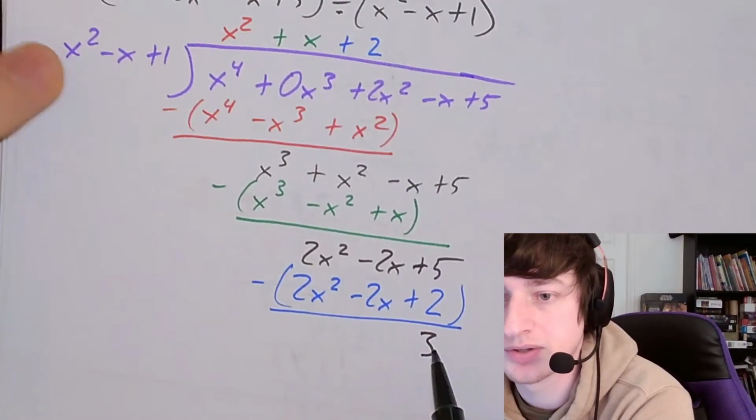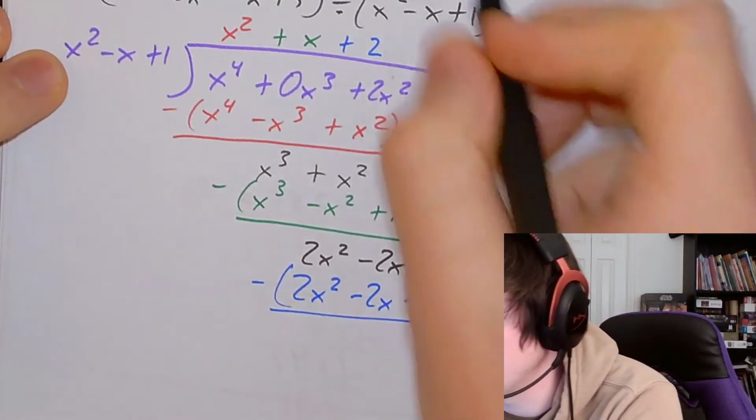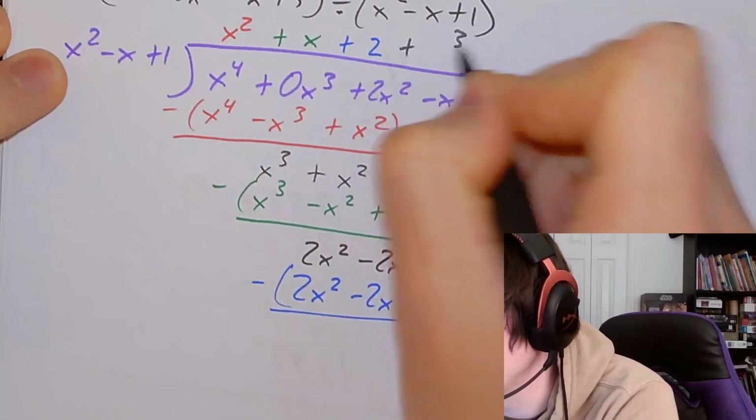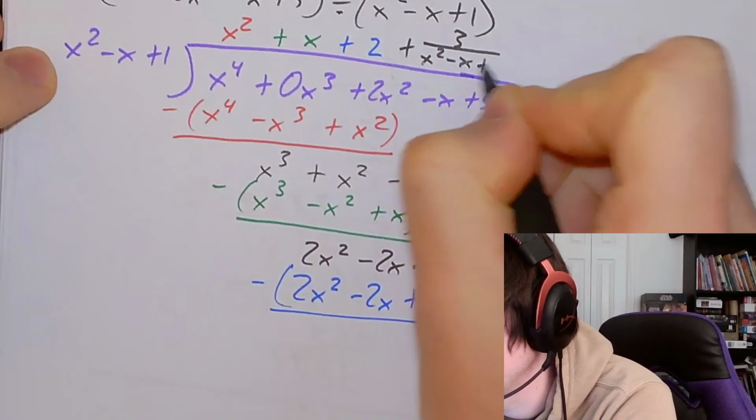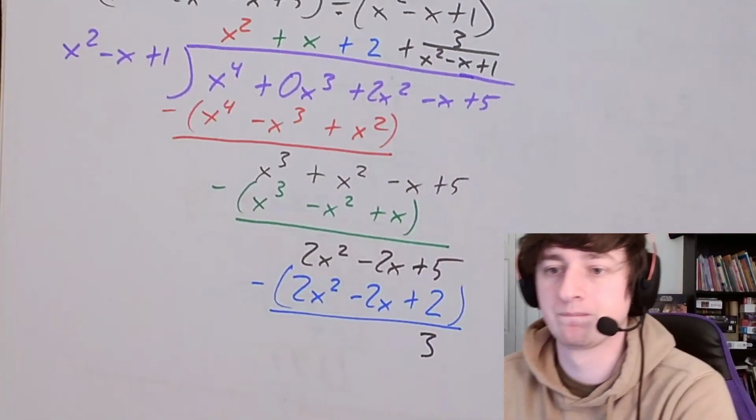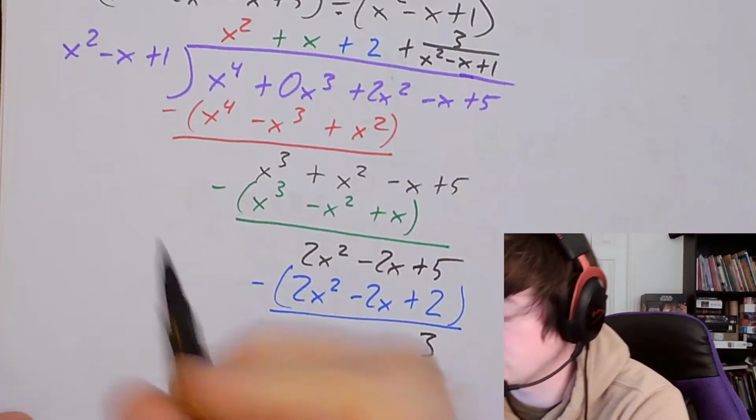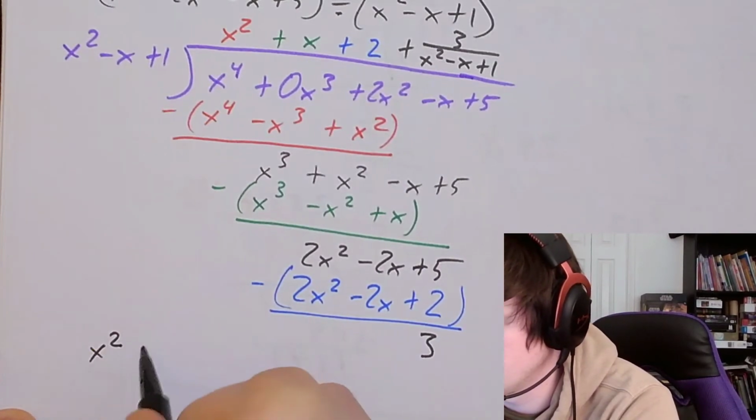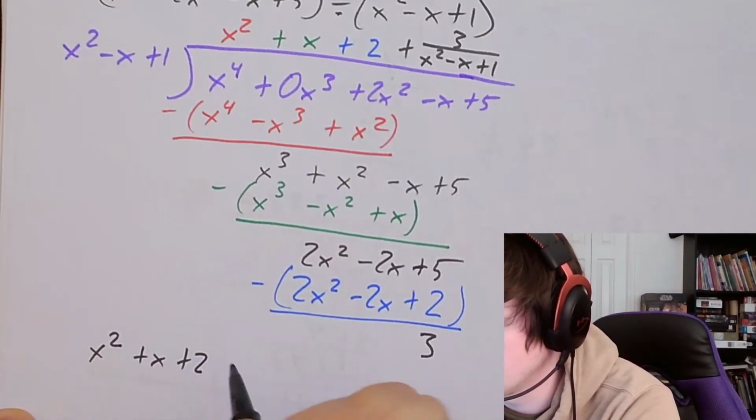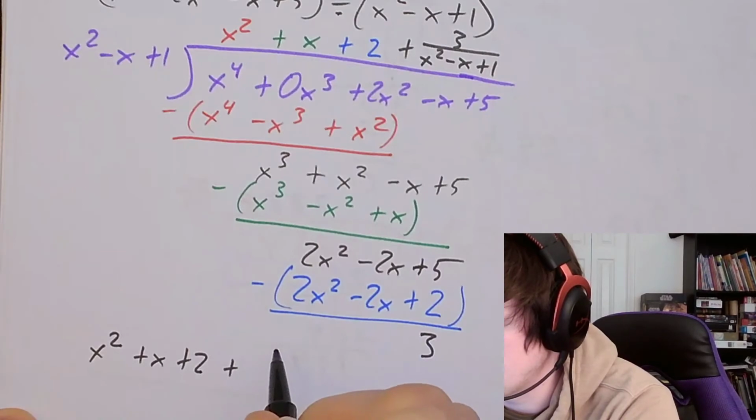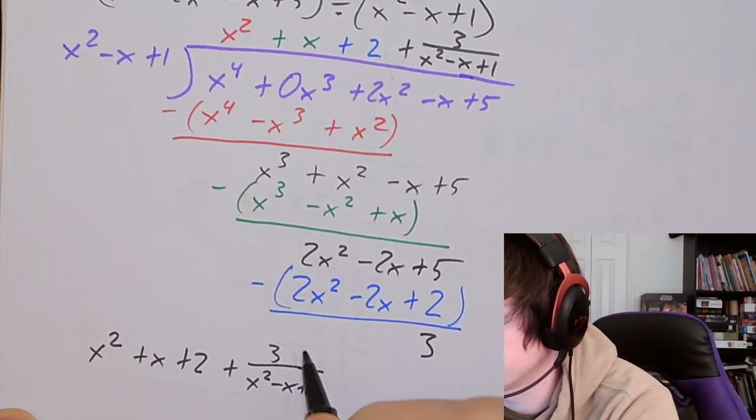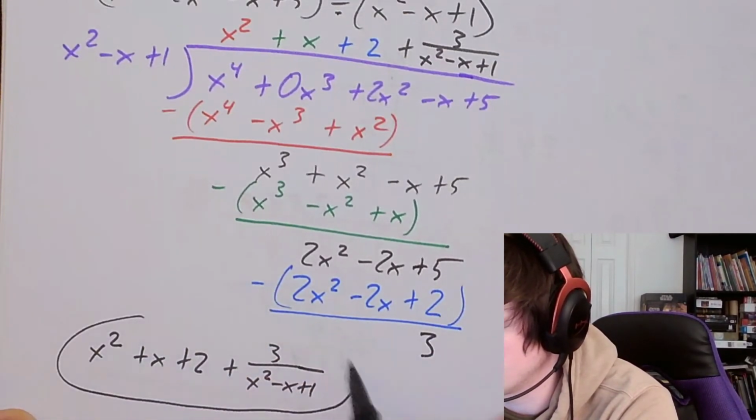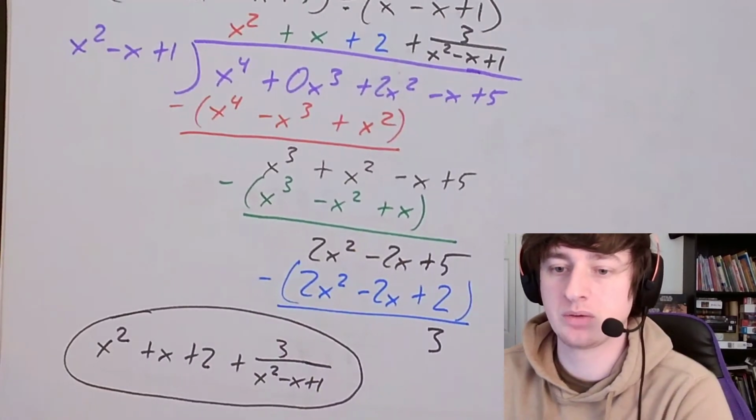3 is smaller than x squared, so our remainder over here is plus 3 divided by the thing we were dividing by, to make the fraction. So that's our answer. Our answer is x squared plus an x plus a 2 plus, what was it? 3 over x squared minus x plus 1. This is the thing we get when we divide.